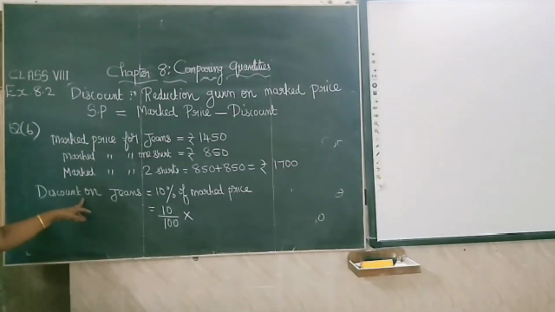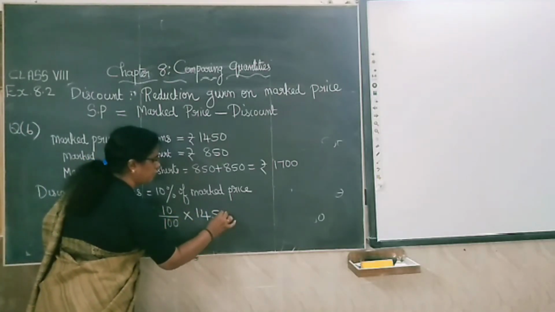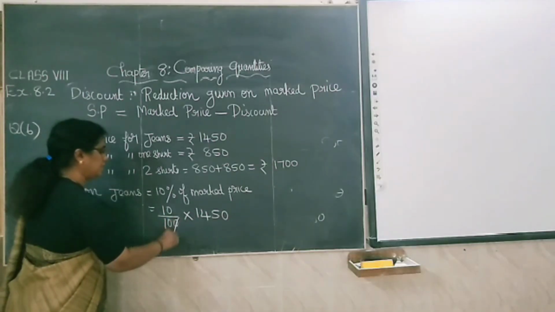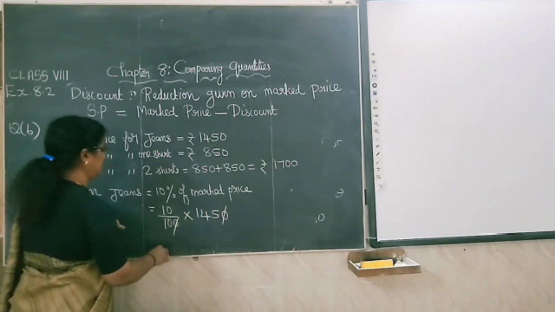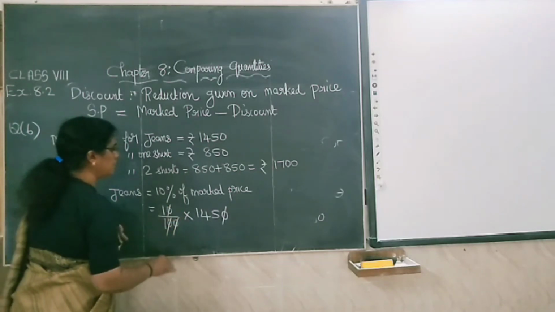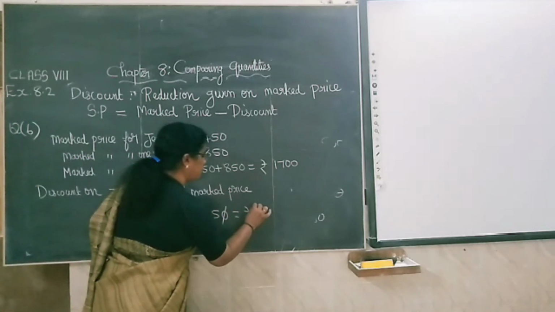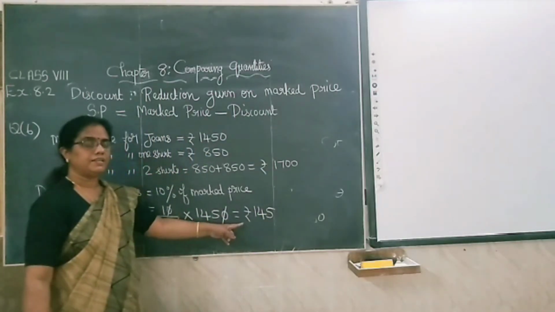Now mark price of jeans, that is 1,450. Now you can simplify. Zeros you can cancel, and here also one more zero. Therefore discount is rupees 145. This is the discount he is giving.